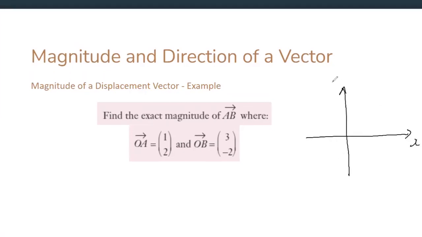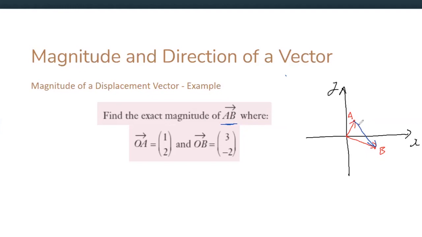then what we're looking for is a vector going from 0 to (1, 2). So this is our OA vector, so that's point A, and then OB is (3, -2). So we'll have another vector going down here to B. So then the vector that we're finding the magnitude of, our AB, is going to go from A to B. And so we want to find the magnitude of this blue vector here.